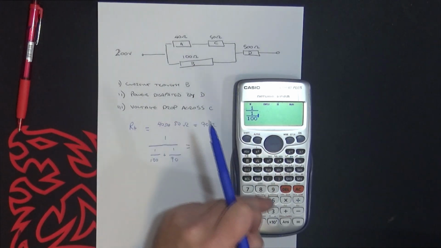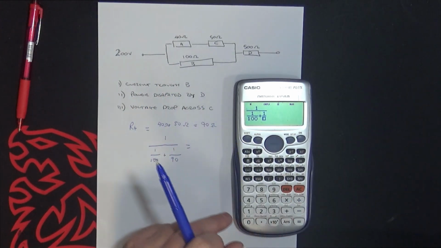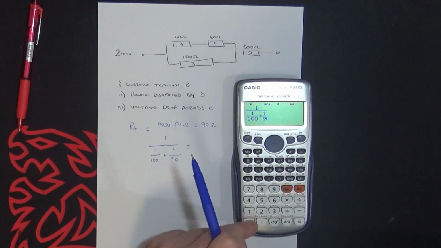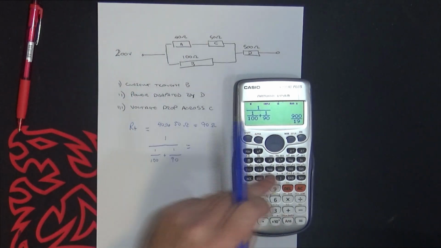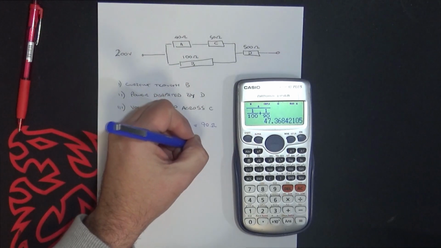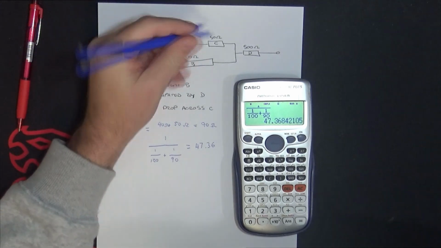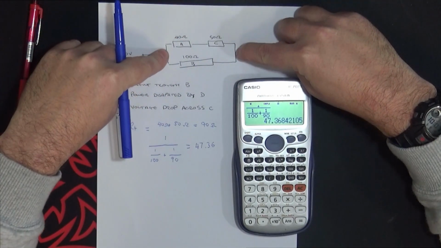100 plus, hit that button again, 1 over 90. Hit this S to D because it changes from a fraction to a decimal. 47.36. So that's the resistance of that part of the circuit.